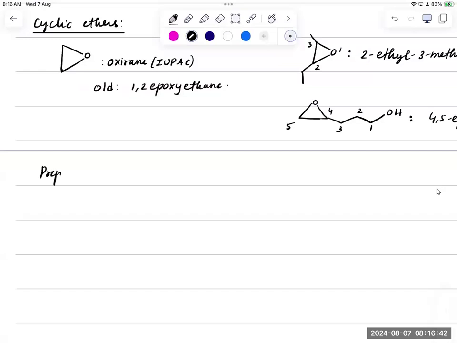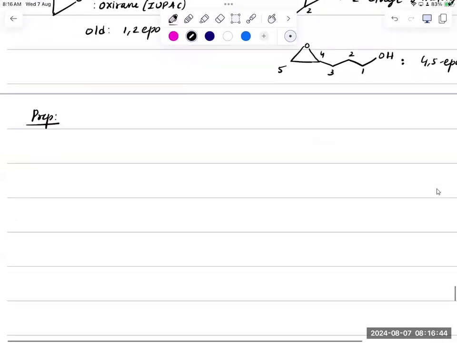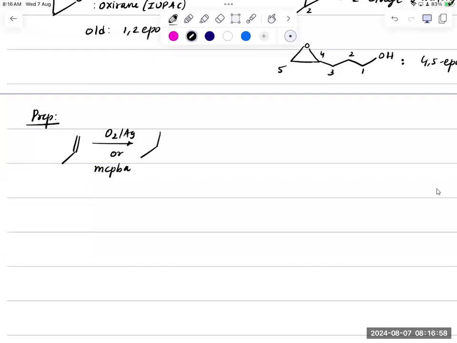Preparation wise, if you notice, any double bond you have, if you treat with O2 in the presence of silver or MCPBA, this would give us epoxide, syn epoxidation. Clear?